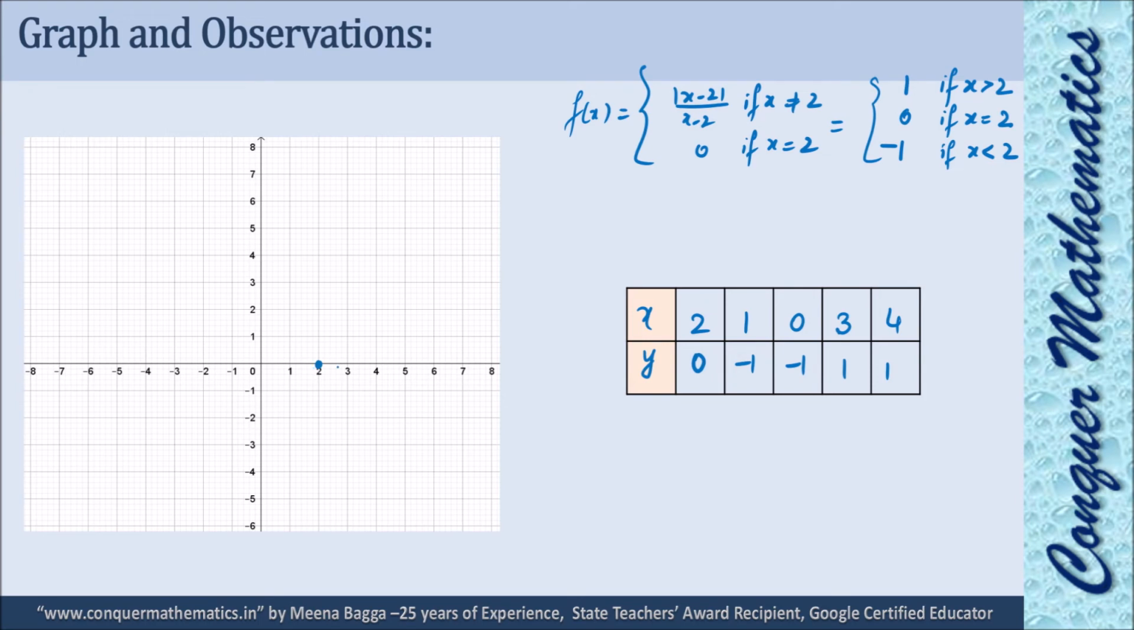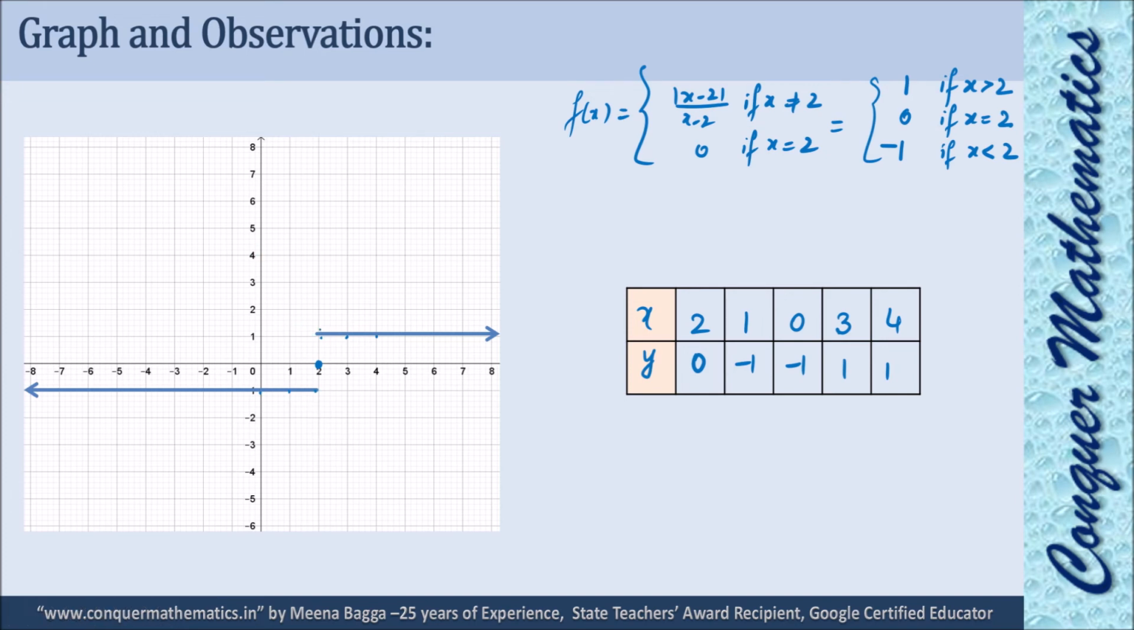And towards the right, it is 1. That means at 3 it is 1. At 4 it is 1. At very near to 2 it will be 1. Okay. And towards the left, it will be -1. At 1, it is -1. At 0, it will be -1. Very close to it, it will be -1. Right? That means if we draw now, this kind of graph will be formed.